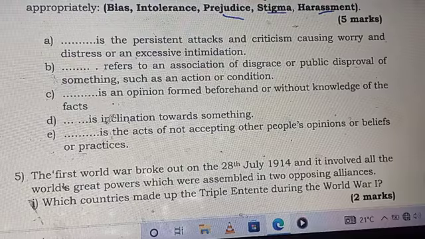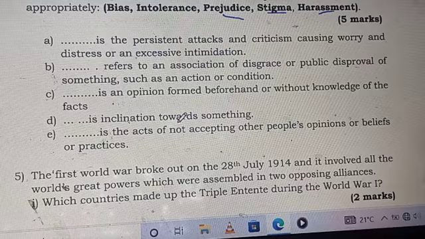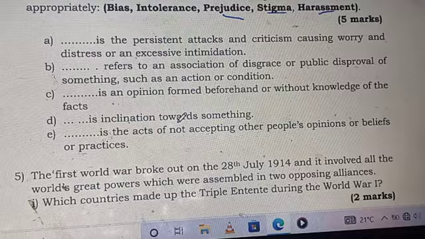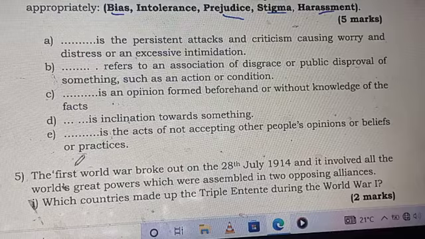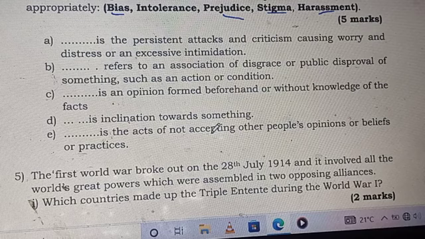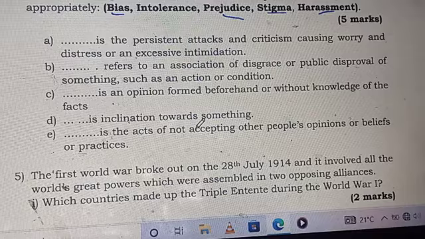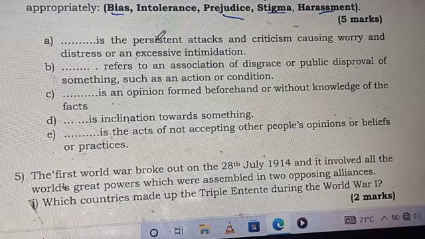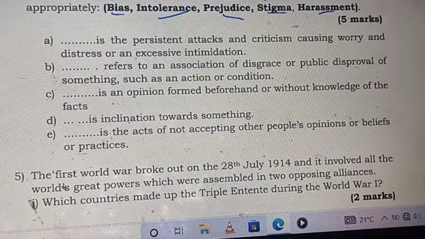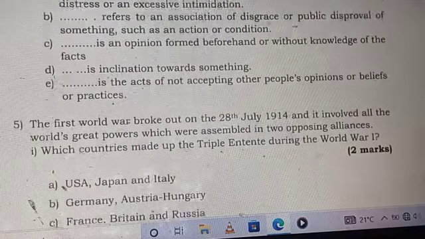The dash dash is inclination towards something. The best one is that one: bias. The last one, dash dash, is the act of not accepting other people's opinions or beliefs or practices. The correct answer is the last one: intolerance. Let's continue to the next question, question 5.